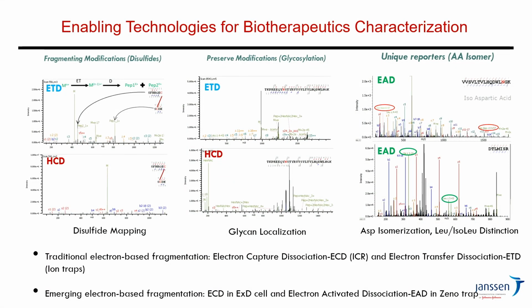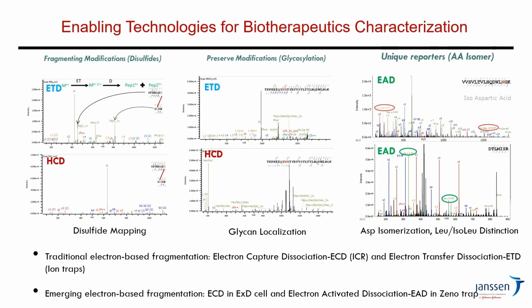This is another new development. I would say it's not new. The first 2 are electron-based methods, which is called electron transfer dissociation, that has been around for a while, that we use quite often to characterize certain types of PTM, such as disulfide mapping, as well as glycosylation.